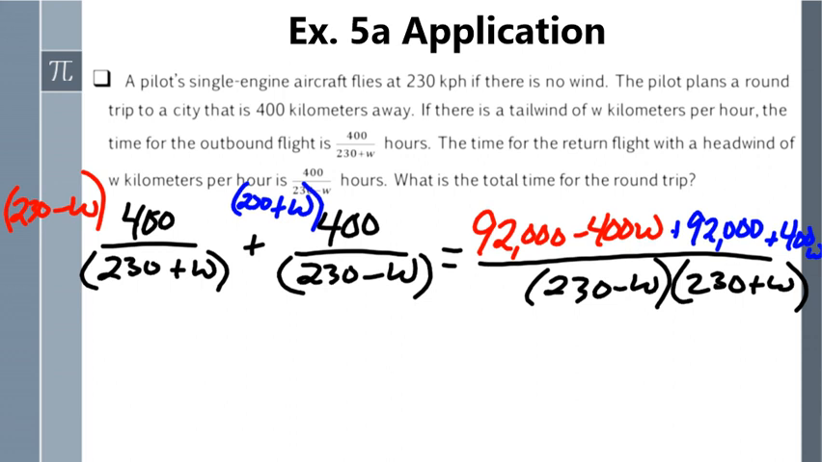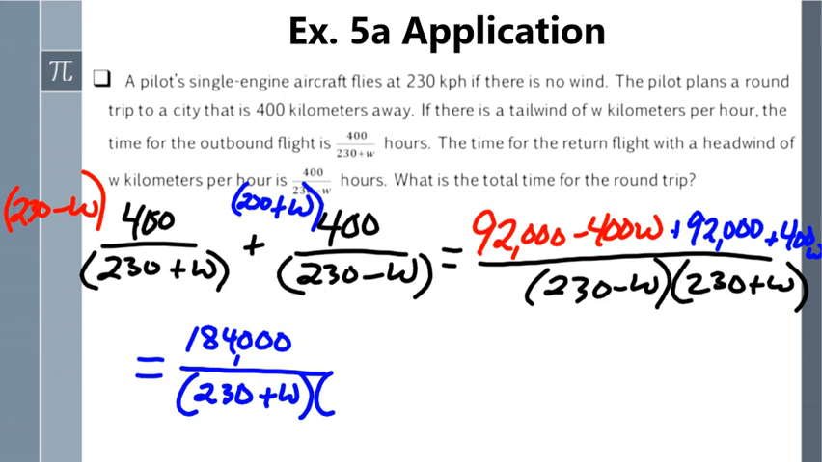Now I just need to combine like terms. So right now, 92,000 plus 92,000 is 184,000. Negative 400W plus a positive 400W is 0. We're done with that. And then the denominator, I have 230 plus W times 230 minus W. That would be our answer for that problem.